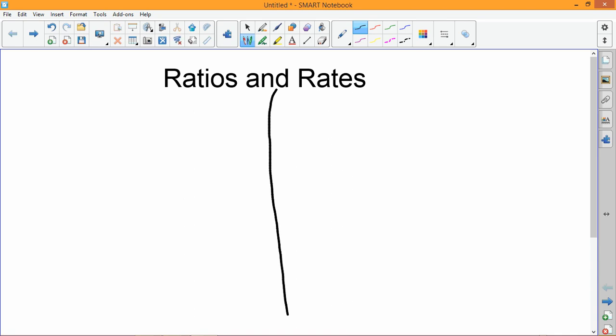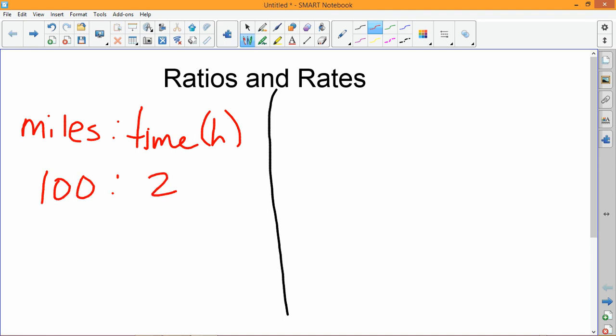So, when we talked about ratios, if I said the ratio of miles traveled to time in hours was 100 to 2, I would say that means that I traveled 100 miles in 2 hours. So a rate would be expressing those two different things in a new way. If we're talking about miles and hours, a rate would be expressed in miles per hour.